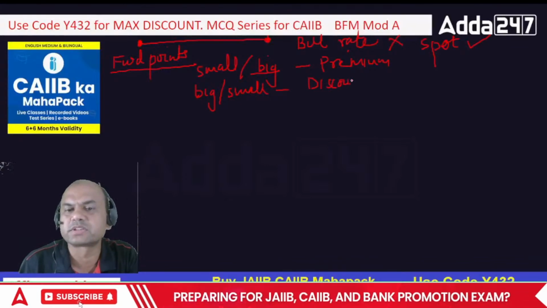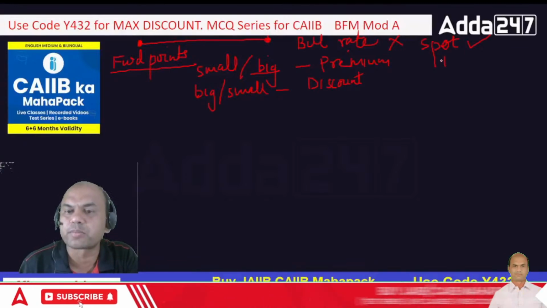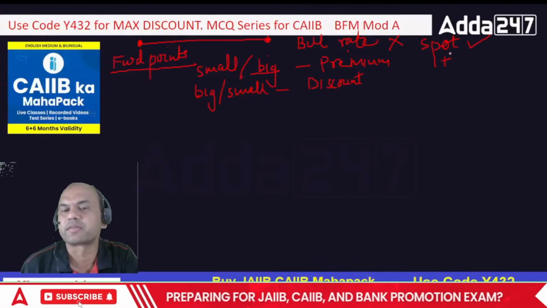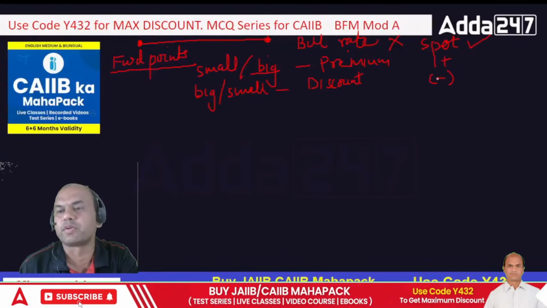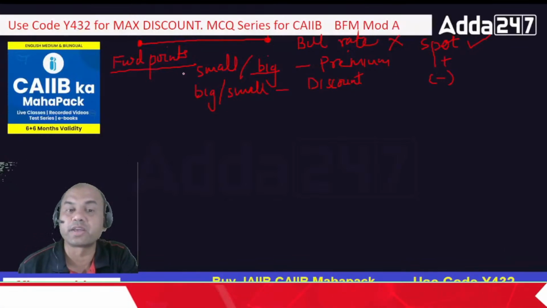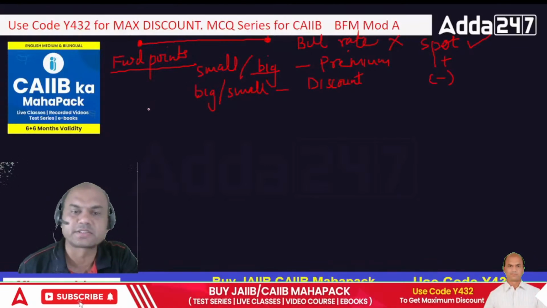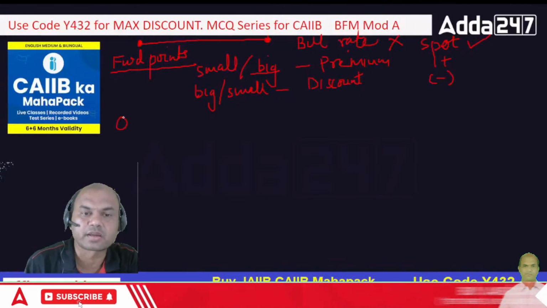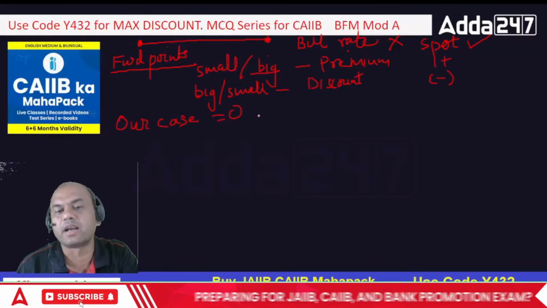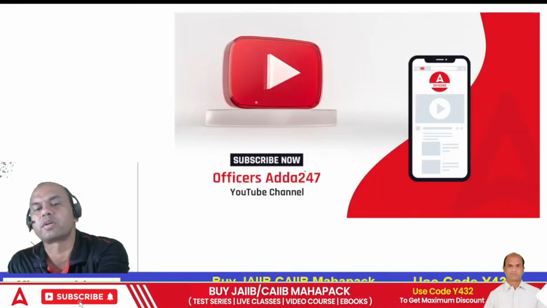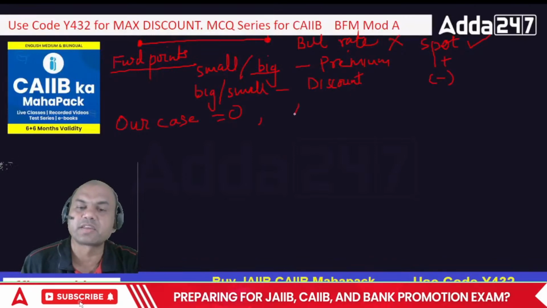Why did I mention this? What's the use of this here? Whenever the currency is in premium, you have to add to the spot rate, spot plus whatever the forward points are. Whenever it's in the discount, you have to subtract it, spot minus whatever the forward points are. So this is the importance of forward points. But in our case, there is no forward point, so it equals 0. So what will I take? I'll take the rate same as that of the spot. What is the spot rate? 45.50. So my rate is same, 45.50.